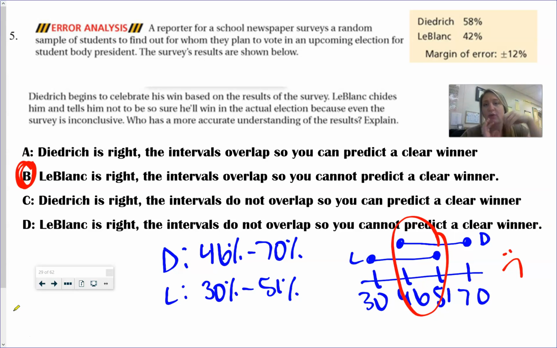So you might notice we're not making you calculate margin of error. We're making you analyze and interpret margin of error and use it to determine if we can or can't conclude an outcome of a voting.